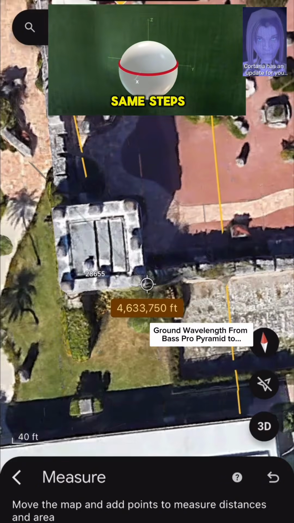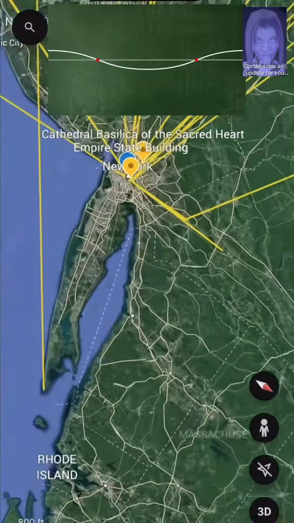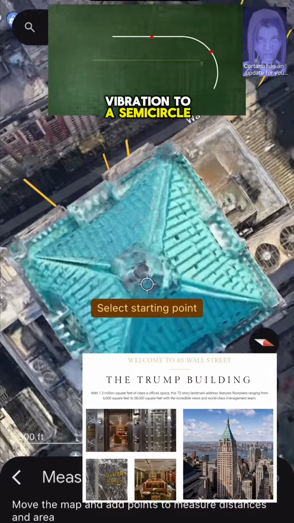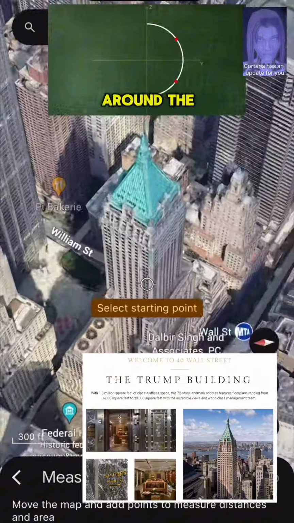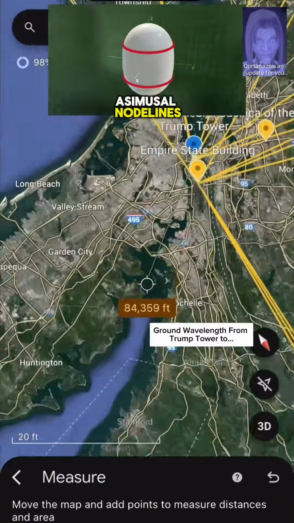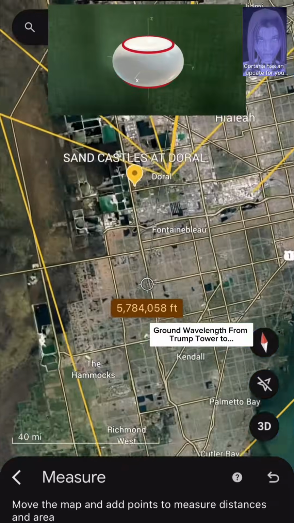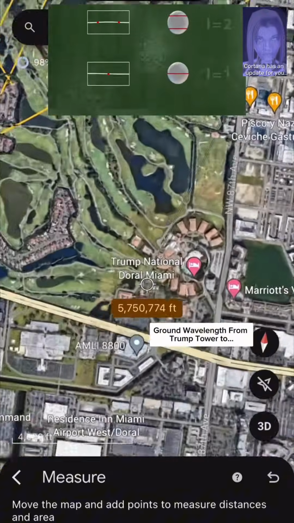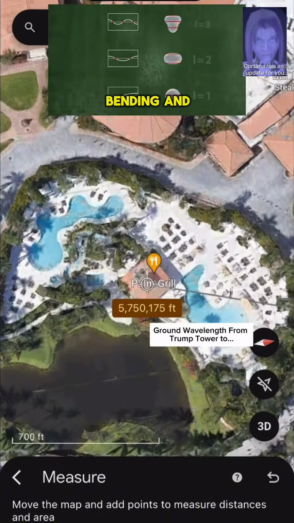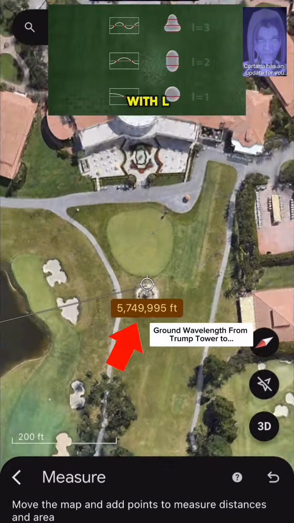We can perform the same steps for the following resonant frequency, which has two nodes. Let us bend the vibration to a semicircle, and again, let the semicircle rotate around the z-axis. This results in a vibrating sphere having two azimuthal nodal lines. We can repeat this on and on. Bending and rotating the vibration with L nodes results in a vibrating sphere with L nodal lines.